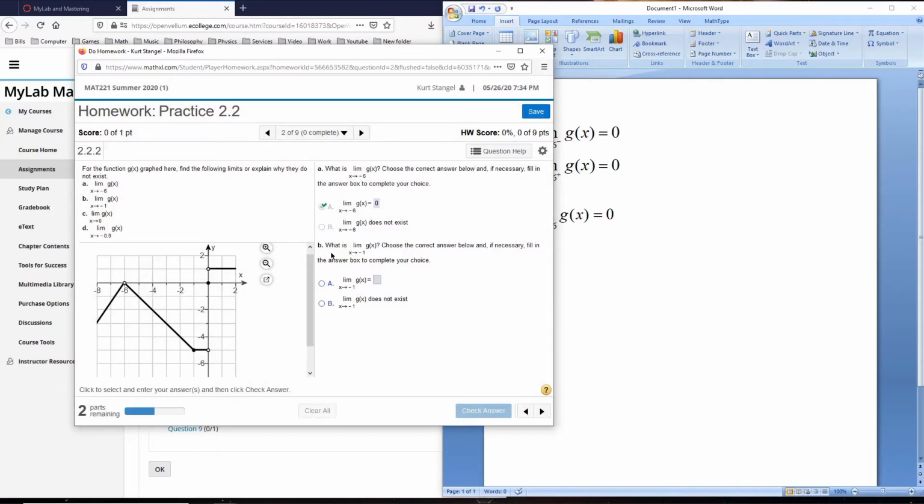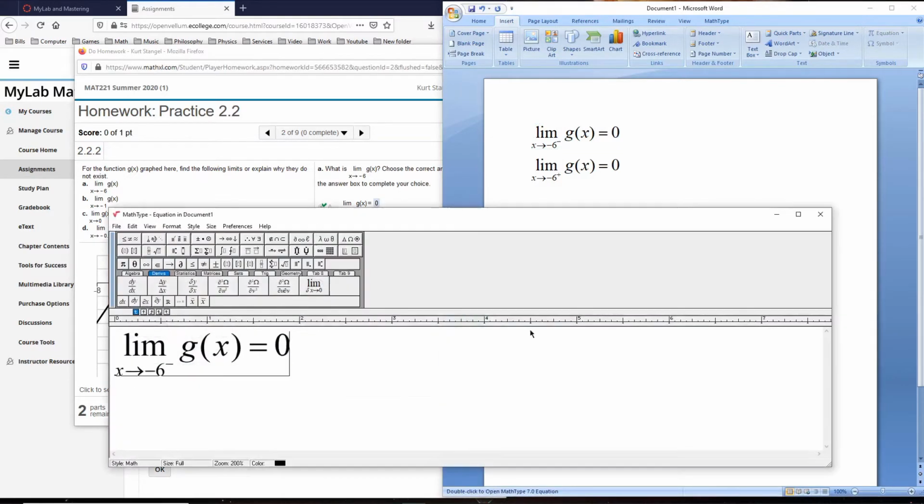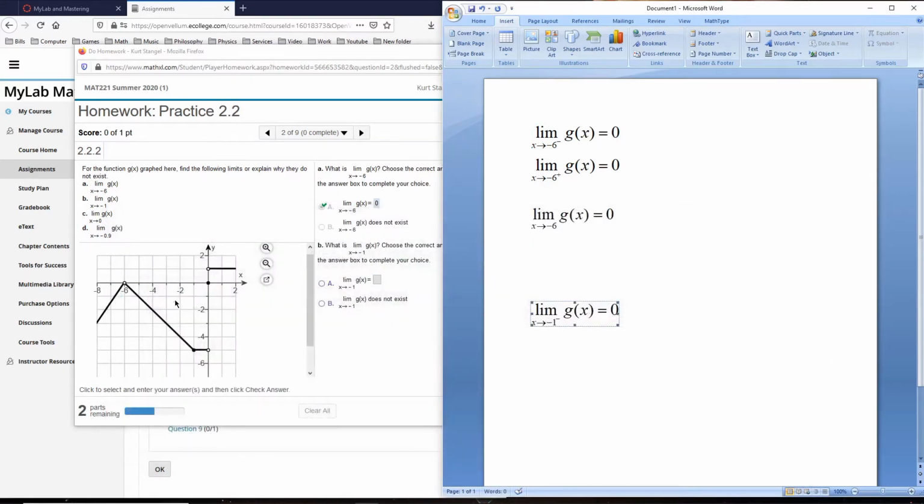So what do we have now? What is the limit of this function as we approach -1? Again, it's a two-sided limit. So again, we will look at the left and the right. We're going to go to -1 from the left. So here's -1 on the graph. Approaching it from the left means we're on this line. And as we get closer and closer to -1, we find ourselves at a height of -5.